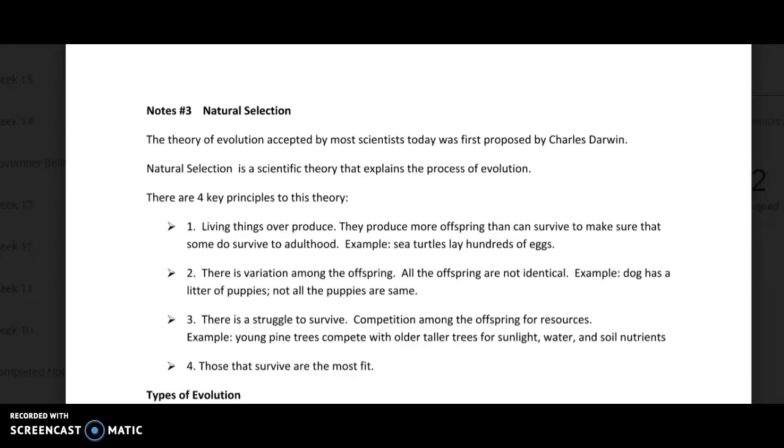And now we're going to take a look at Notes 3, Natural Selection. It says the theory of evolution accepted by most scientists today was first proposed by Charles Darwin. Natural selection is a scientific theory that explains the process of evolution. There are 4 key principles of this theory.